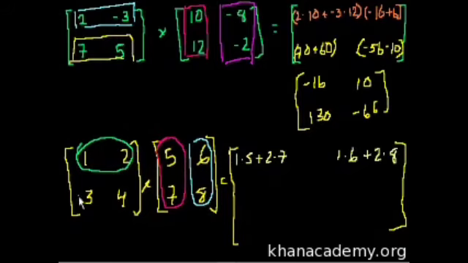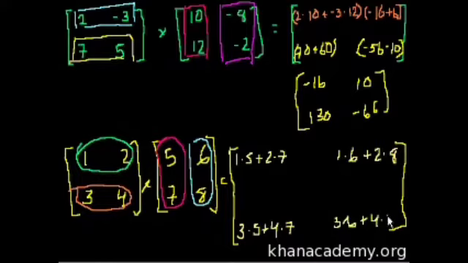Now we go down to the second row. We get our row information from the first matrix. So let me circle it with this color. And it is 3 times 5 plus 4 times 7. And then we're in the bottom row and second column. We get our row information from here and our column information from here. So it's 3 times 6 plus 4 times 8.